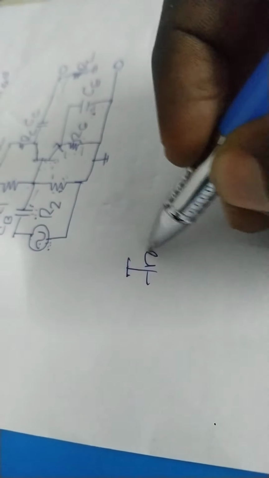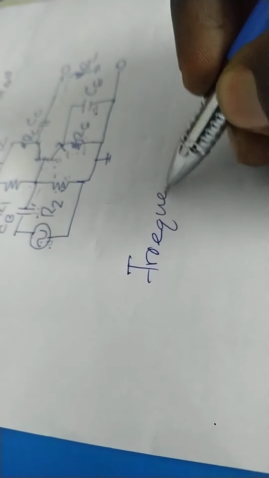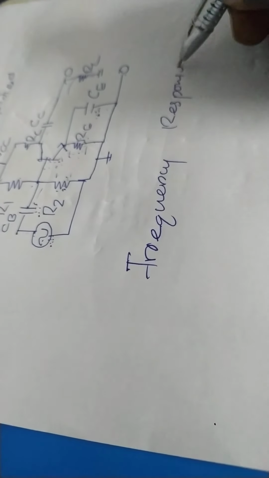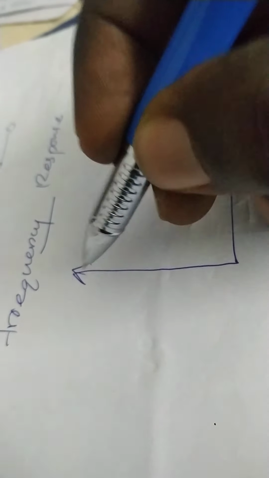So next is the frequency response of the RC coupled amplifier. The frequency response means the characteristic between frequency and gain. So we have low frequency signals, high frequency signals and mid frequency signals.